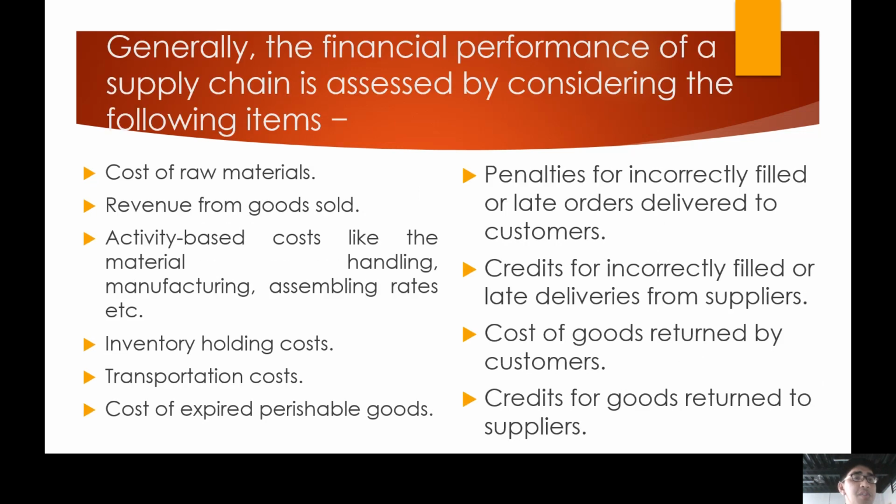So that's self-explanatory. So generally, the financial performance of a supply chain is assessed by considering the following items. So these are the things that we need to consider to determine the financial performance of the supply chain. We have the cost of raw materials, revenue from goods sold, activity-based costs like the material handling, manufacturing, assembling rates, etc., inventory holding costs, transportation costs, cost of expired perishable goods, penalties for incorrectly filled or late orders delivered to customers, credits for incorrectly filled or late deliveries from suppliers, cost of goods returned by customers, and credits for goods returned to suppliers.